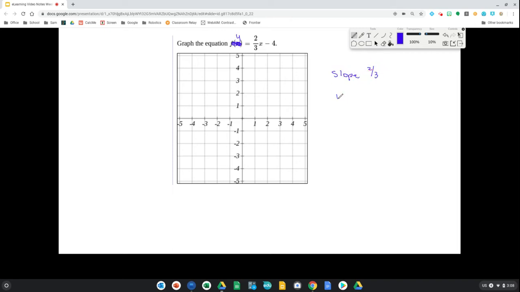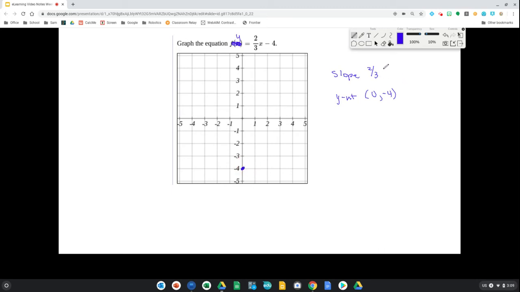Now remember, that y-intercept is actually a point. That y-intercept is going to be the point 0, -4. So when you go to graph, remember you start at the y-intercept. The y-axis is this line that goes up and down. So a y-intercept of -4 means we're going to put our first dot right there at -4.